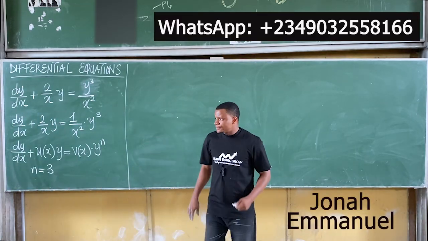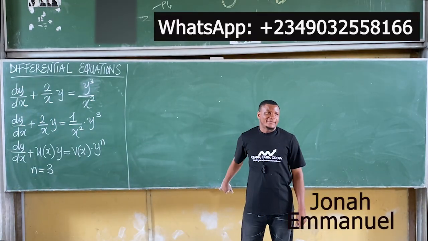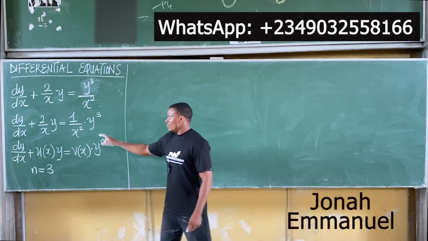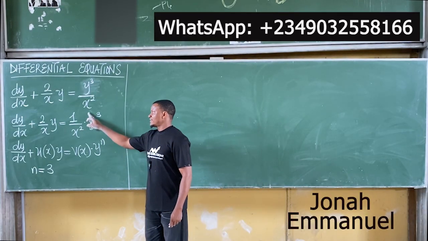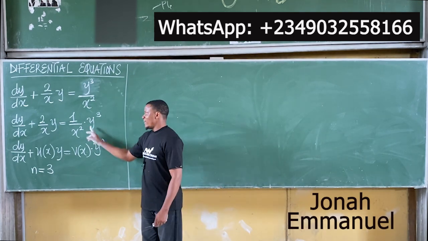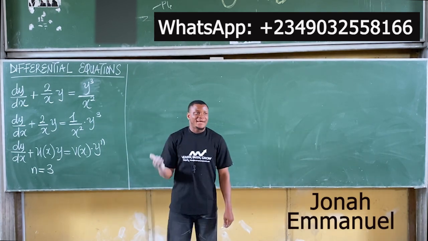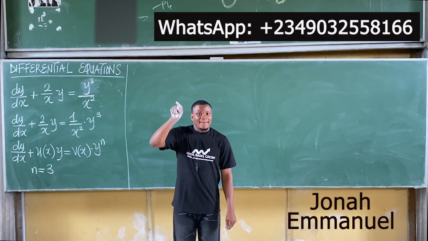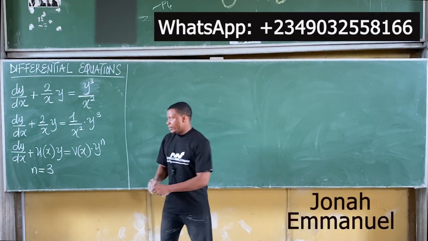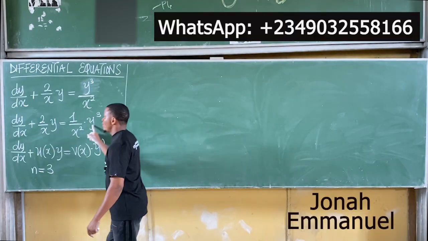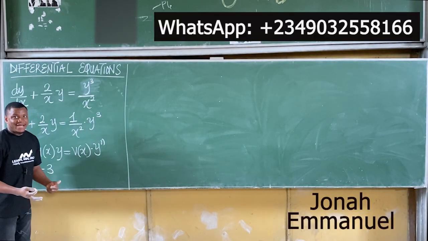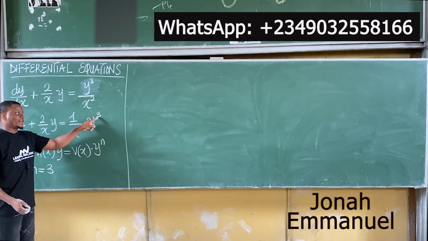N is equal to 3. Our first step, step 1, was to divide the equation through by what there? Y to power n. So divide through by this term here. And I said, instead of saying divide by y to power 3, what do we do? Multiply by y to power minus 3. I said so earlier. So multiply through by y to power minus 3. It is the same thing as saying divide through by y to power 3.